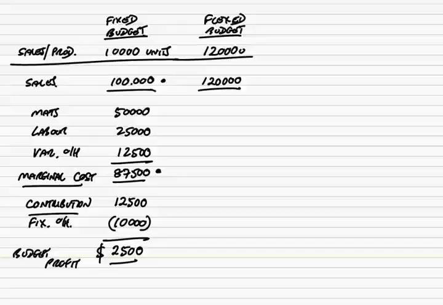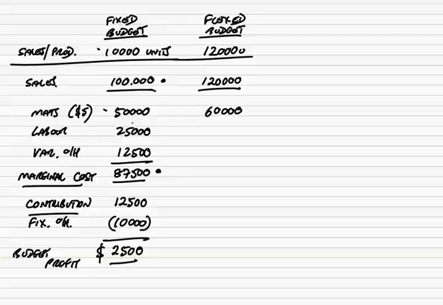Materials. I've chosen easy numbers here, but in the original budget it was 50,000 for 10,000 units. It was $5 a unit. If we produce 12,000 units, well, at $5, we'd be expecting to spend 60.